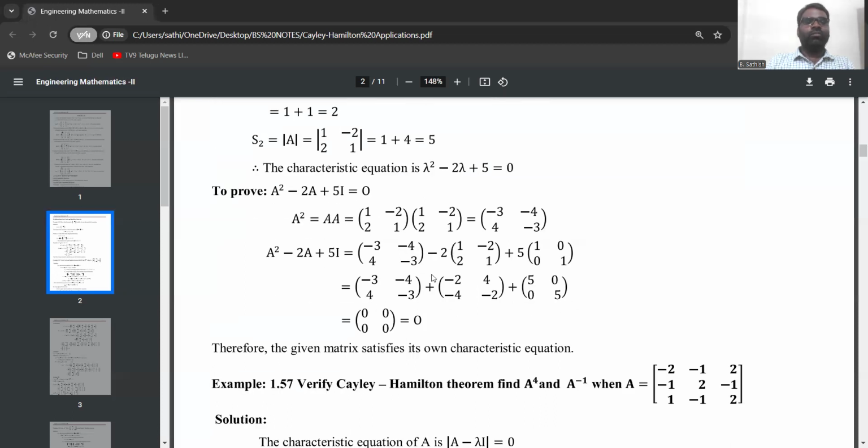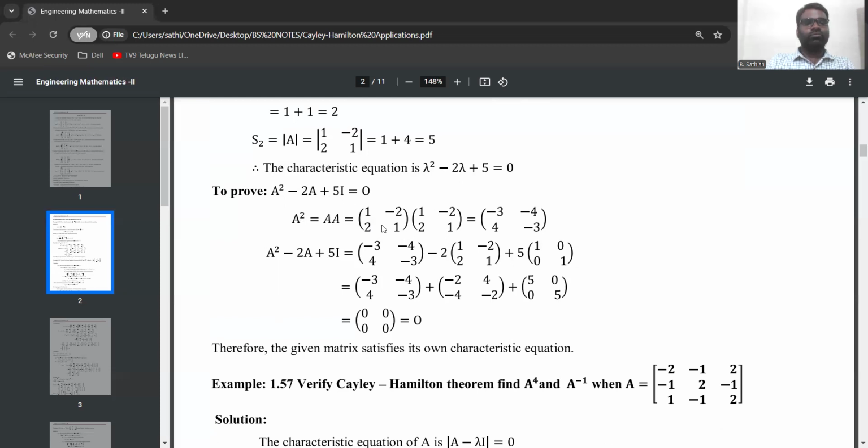Now we are proving whether the given matrix satisfies this characteristic equation or not. Simply we replace lambda with the given matrix A. So we'll get A square minus 2A plus 5I, where I is the identity matrix. We should prove this equals 0. Now we require A square, so that is the reason we are calculating A square. A square can be written as A into A. Simply we are multiplying the same matrix.